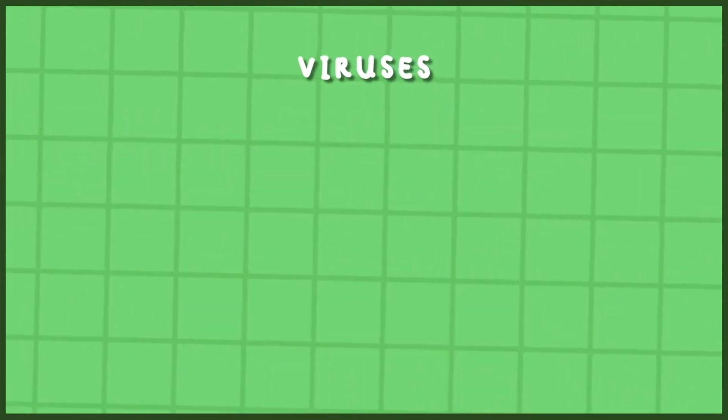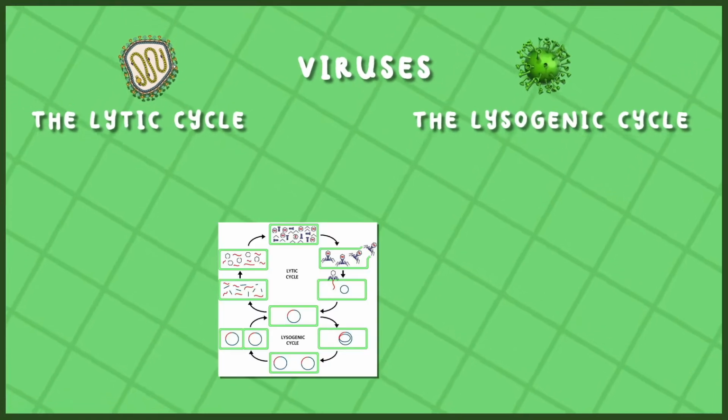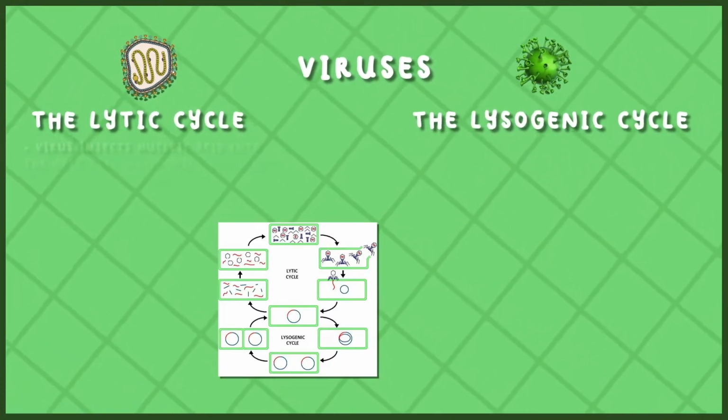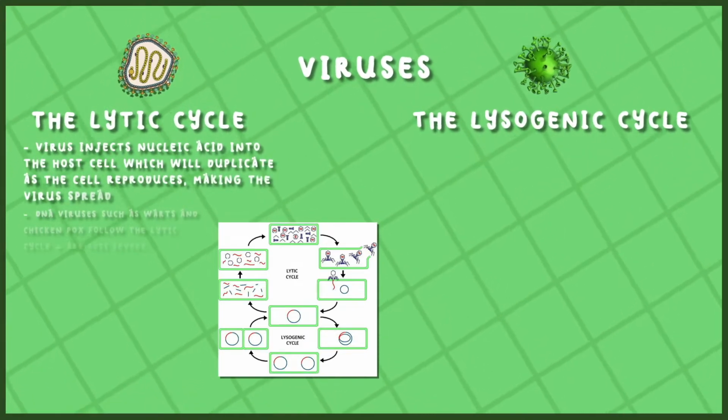Therefore, they are called robot hackers, as viruses are the exception which can reproduce by sneaking into larger cells with organelles and taking over. There are two cycles in which a virus can reproduce: the lytic cycle and the lysogenic cycle. The lytic cycle is where the virus injects nucleic acid into the host cell, which will duplicate as the cell reproduces, making the virus spread.